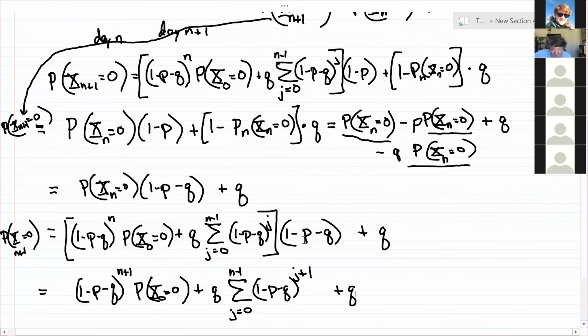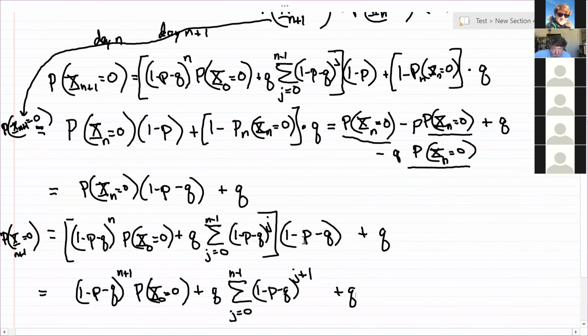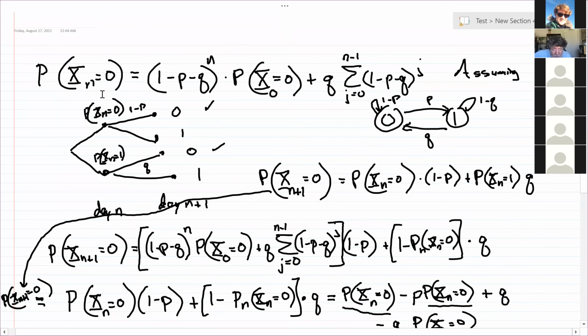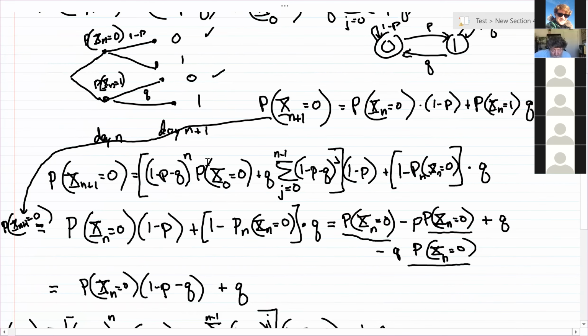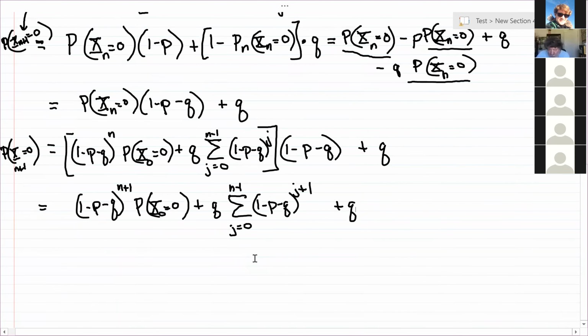Okay, now to get this to look like what we want, well, what do we want? I didn't show what we wanted, but it's this where you replace n by n plus 1. But this already has an n plus 1 there. So this term is in fine shape. The one that we have to massage a little bit to put it into the form we want is this one. So let me do that. So this is now equal to 1 minus p minus q to the n plus 1 times the probability at time 0 being broken.